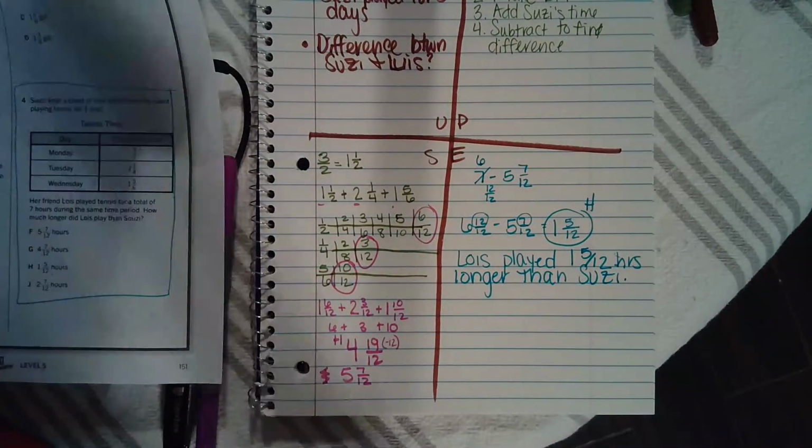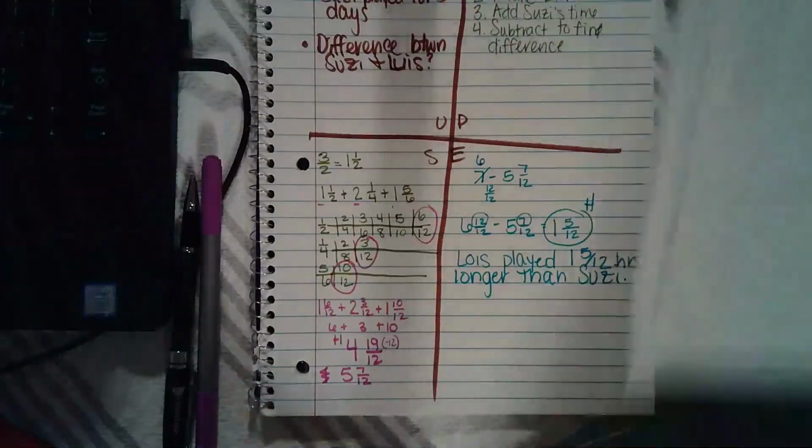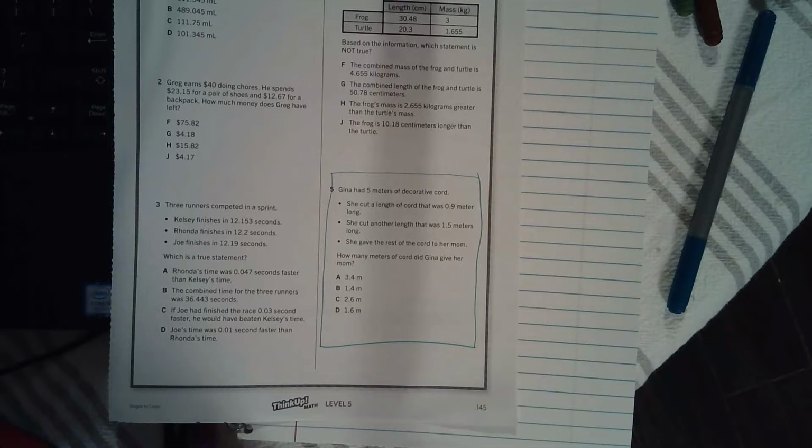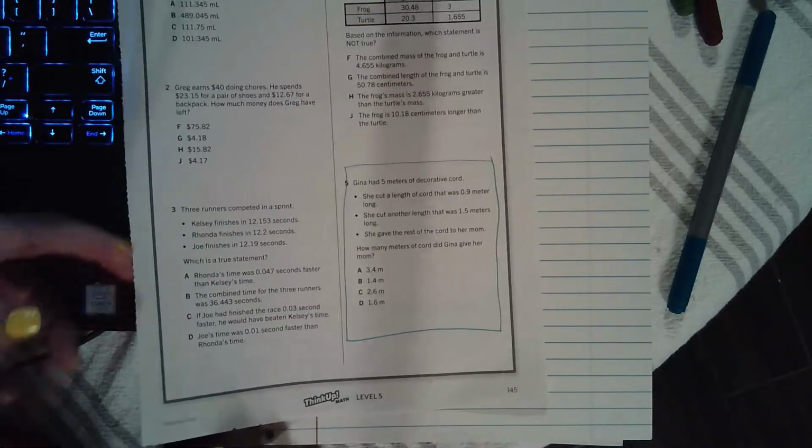Okay, so let's go on to the second question. Turn my page here as well. Okay, for this question, Gina had 5 meters of decorative cord. She cut a length of cord that was 9/10 meters long. She cut another length that was 1.5 meters long, or 1 5/10 meters long. She gave the rest of the cord to her mom. How many meters of cord did Gina give to her mom?